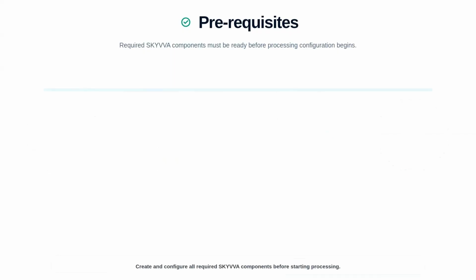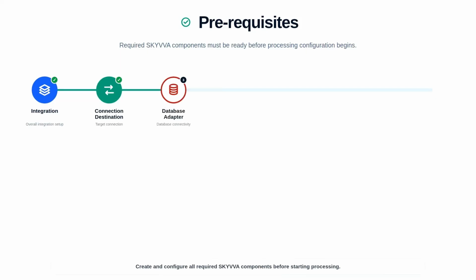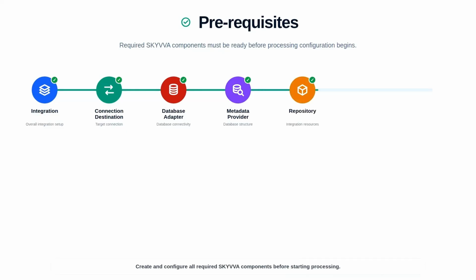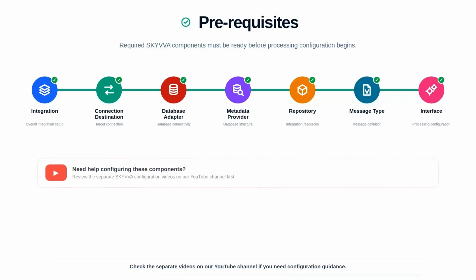Prerequisites. Before starting the processing, you should understand how to create and configure the required SKYVVA components, including integration, connection destination, database adapter, metadata provider, repository, message type, and interface. These components have already been explained in separate videos on our YouTube channel. If you need more information about how to configure them, please check out those videos first.